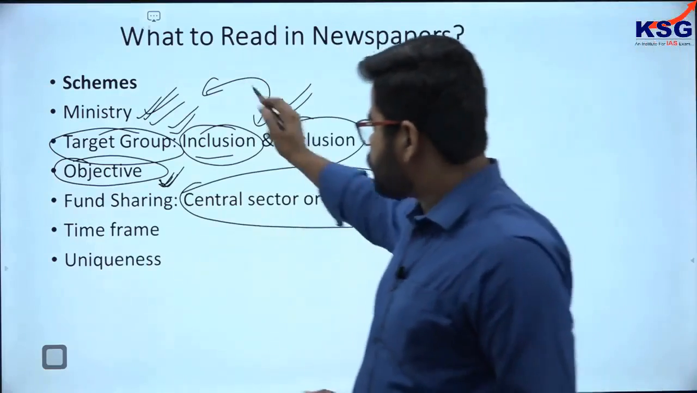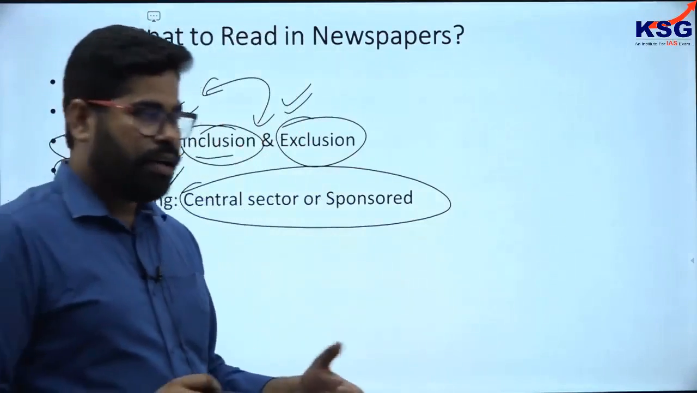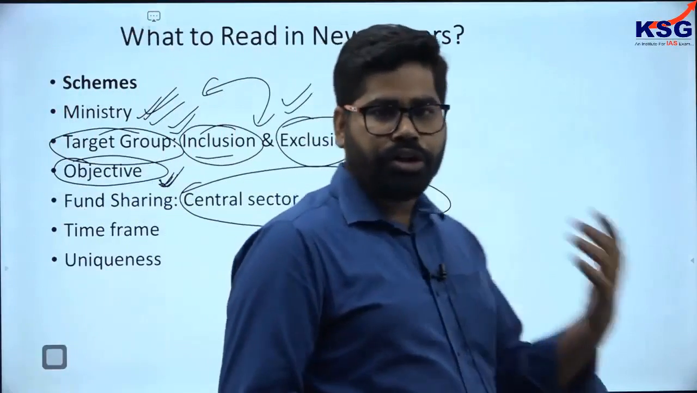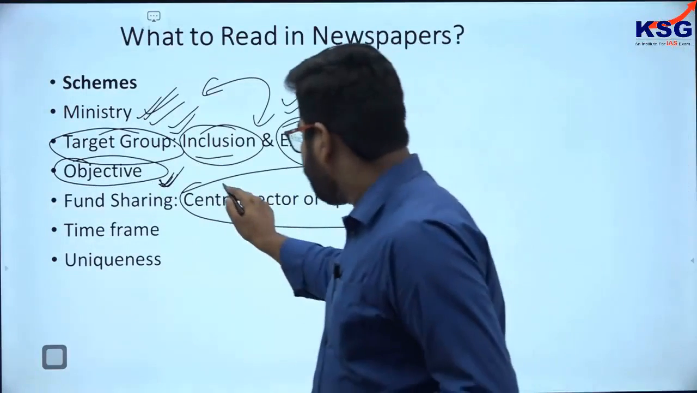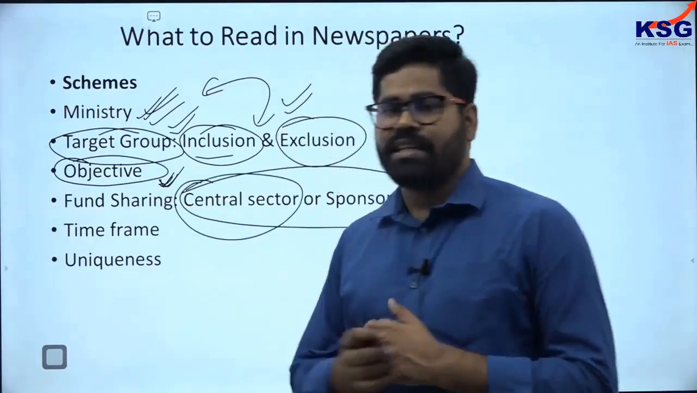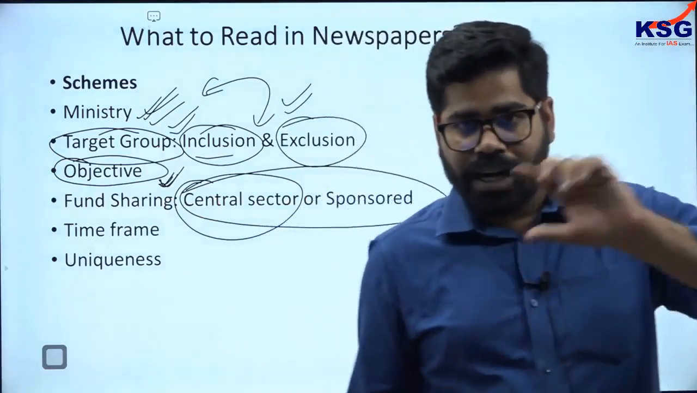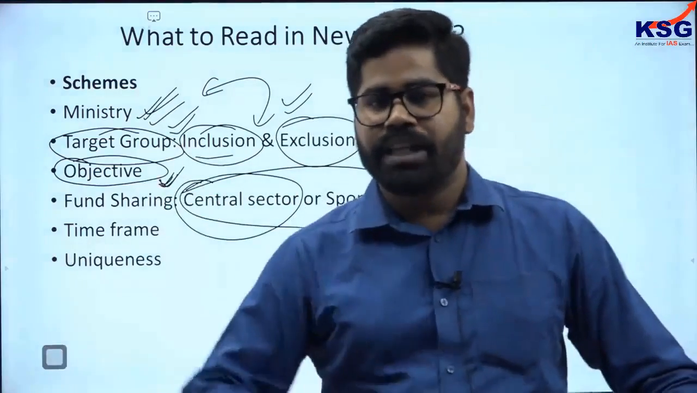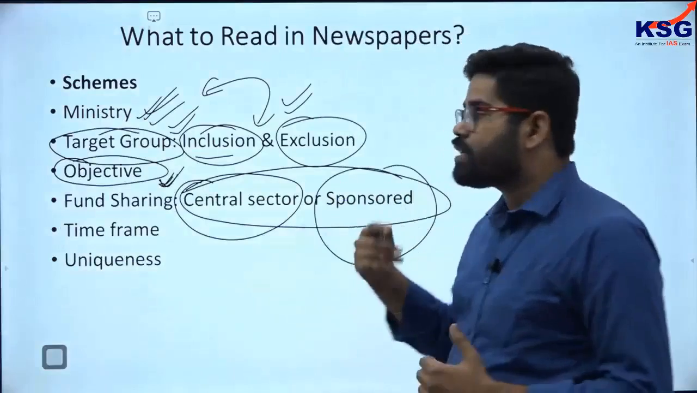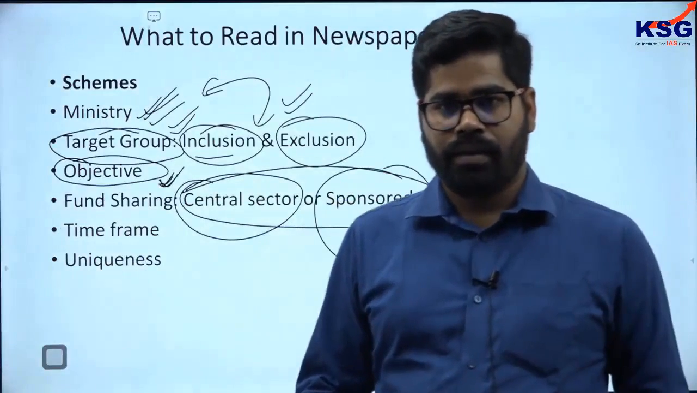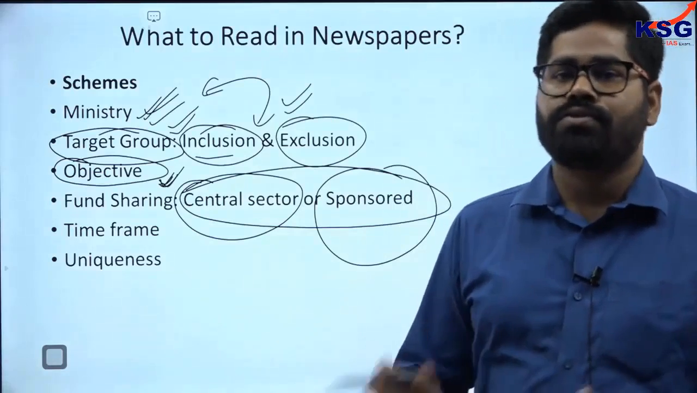Whether the scheme will be funded entirely by the central government or there will be some contribution from the state government also. If it is fully funded by the central government, it will be called a central sector scheme. If it is partially funded by the Union and partially funded by the state, then it will be called a centrally sponsored scheme. Central sector scheme or centrally sponsored scheme, this is also something you have to find.